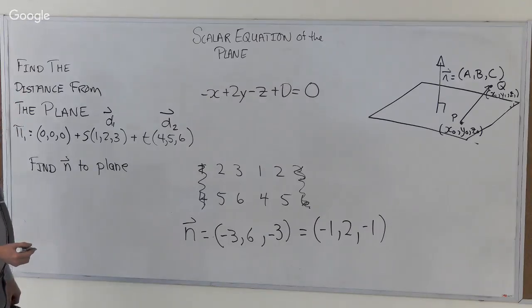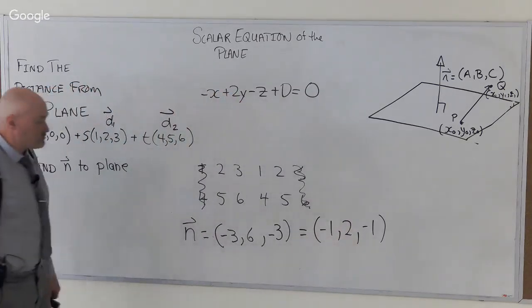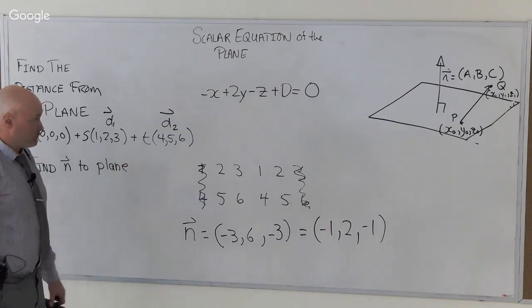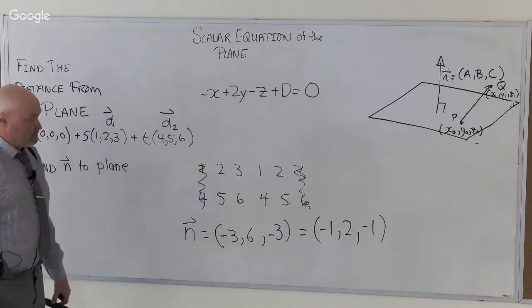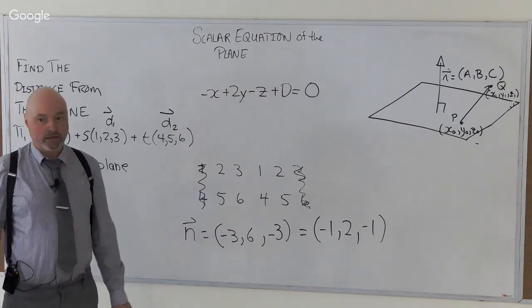Where did the 2y come from? Oh, this is the normal vector here, right? Yeah. So I'm just using -1, 2, 1 as my x, y, and z. How am I going to calculate d? I need a point that lies on this plane. Any ideas?